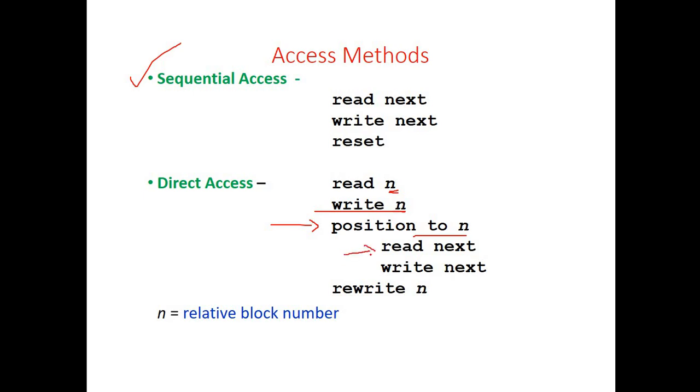And you can also read the next record by using the read next statement. You can write into the next record by using the write next statement. Or you can rewrite the entire contents from the nth location by using the rewrite statement. Like this, you can access any location within the file by using the appropriate statement in direct access, whereas in sequential access, only read next and write next are possible. Otherwise, you can go to the beginning of the file by using the reset command.